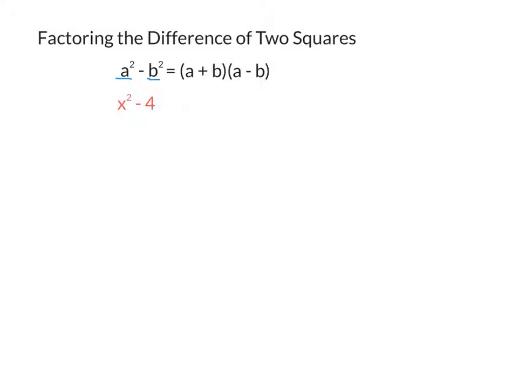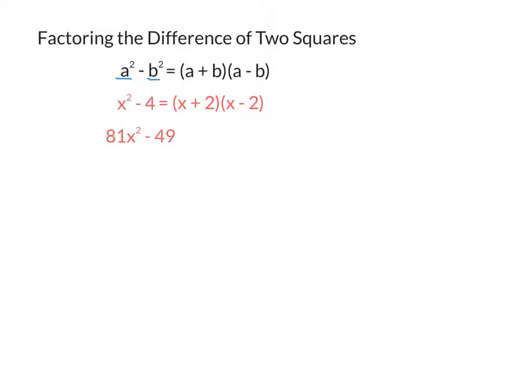So let's look at this example. x squared minus 4. Two terms separated by a minus sign, and both x squared and 4 are perfect squares. And the result here is simply x plus 2 times x minus 2.